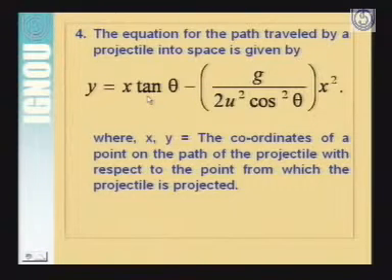So the equation for the path travelled by a projectile in space is given by y is equal to x tan theta minus g divided by 2 u square cos square theta x square, where x and y are the coordinates of a point on the path of the projectile with respect to the point from which the projectile is projected.